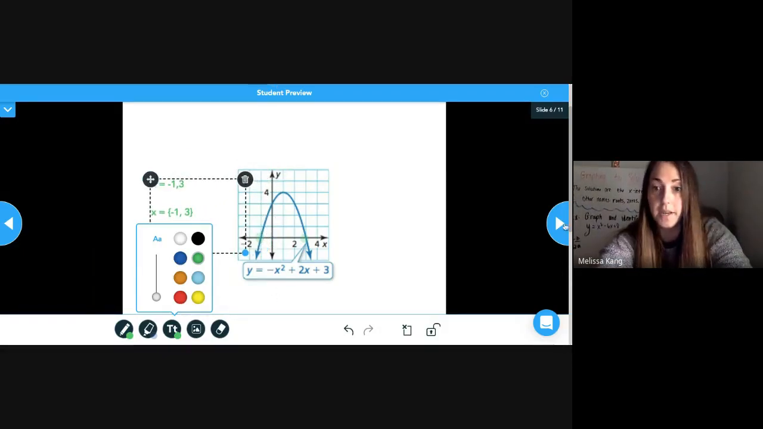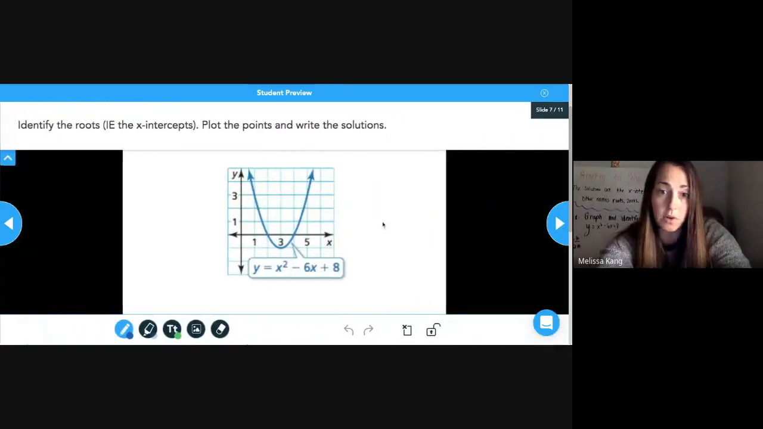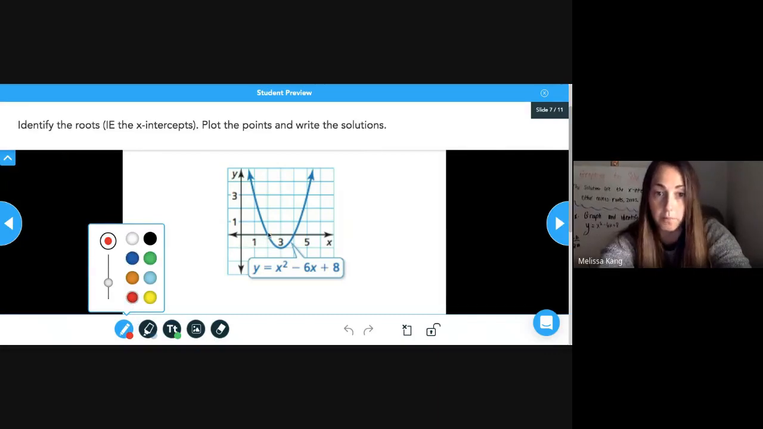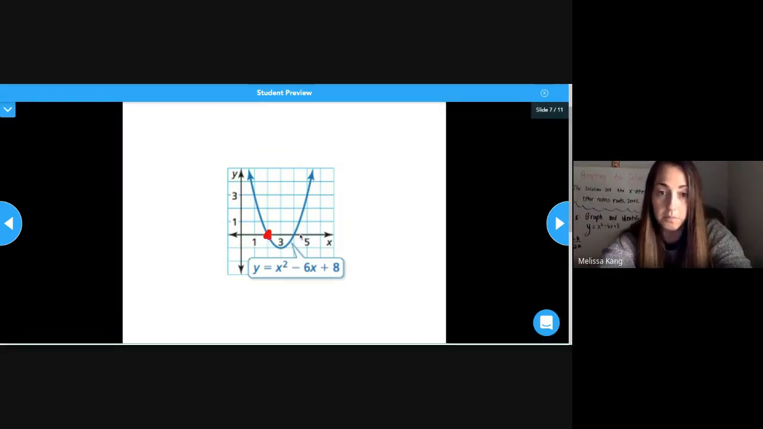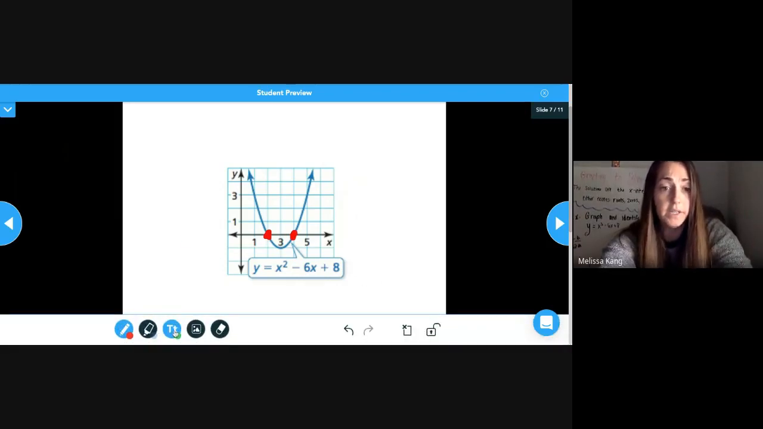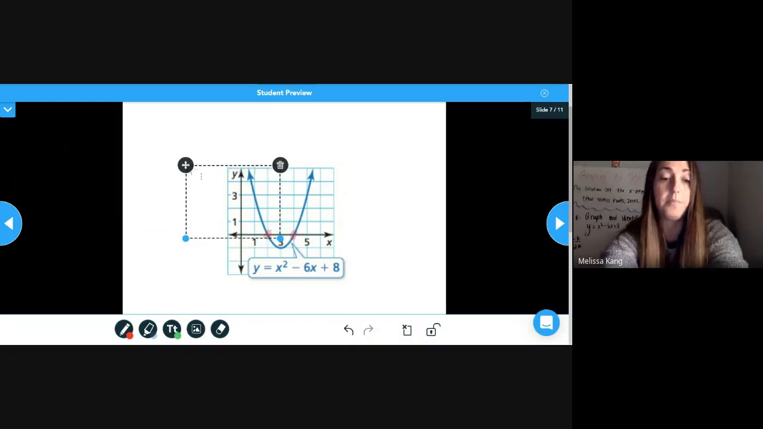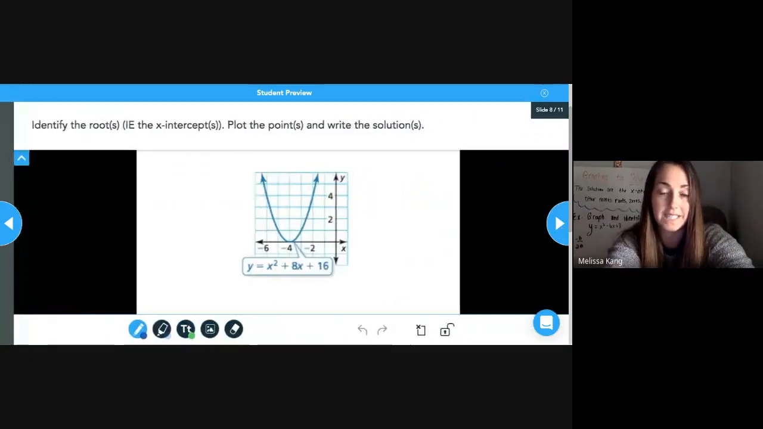Okay, the next problem, where does it cross the x-axis? Okay, perfect. Let's use a bright red. So here and here, that's my equation. So what are my solutions? My solutions are x equals 2 and 4. Right? It could be written the other ways too with those fun butterfly brackets.